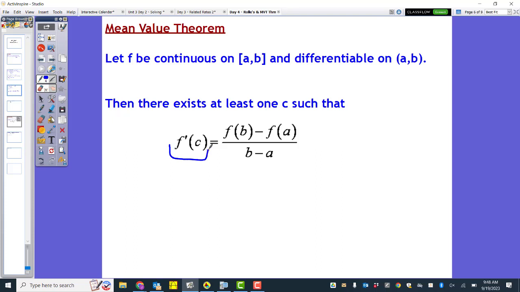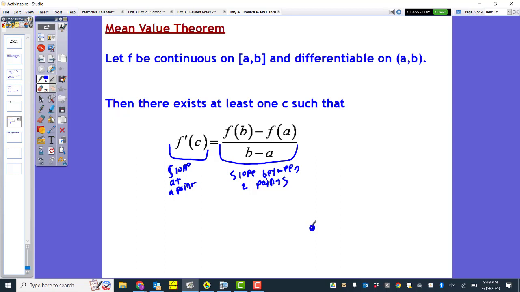This is saying the instantaneous rate of change, or the slope at a point, is equal to the average rate of change, or the average slope, or slope between 2 points. Let's put it that way. All right? The slope at a point is equal to the slope between the two endpoints. So this one's a little tougher to visualize.